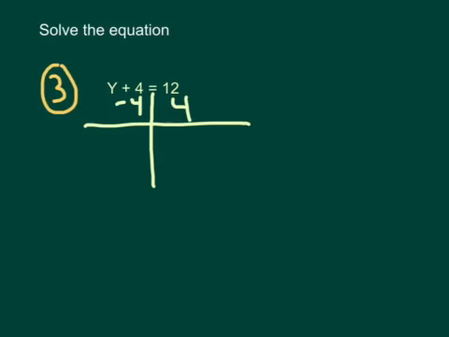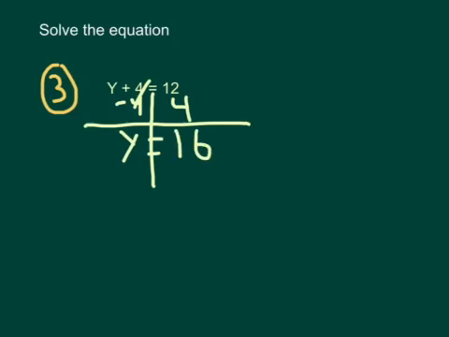Alright, and now I just need to carry this out. 4 plus negative 4, well, my signs on my two numbers are different, so that means I subtract. 4 minus 4 is 0. That's what we wanted. So that cancels out, and that leaves me with y equals 12 and 4 would be 16.